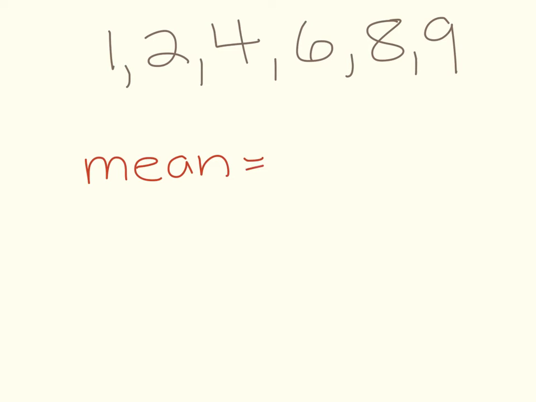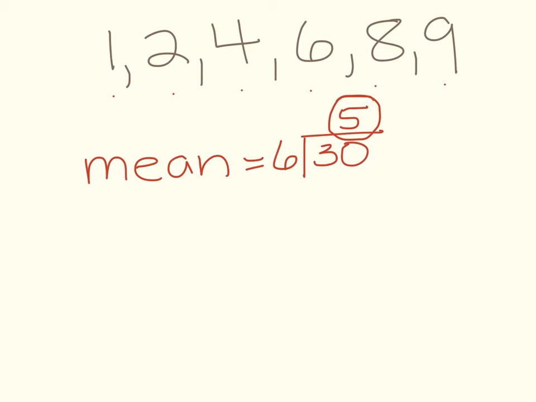Now, if I'm going to find my mean, the average, I would add them all up and divide by the number that I have. So I would say 1 plus 2 is 3, plus 4 is 7, plus 6 is 13, plus 8 is 21, plus 9 is 30. Then I would say 30 divided by 6, because there's 1, 2, 3, 4, 5, 6. 30 divided by 6 is 5, so my mean is 5. The average number is 5.